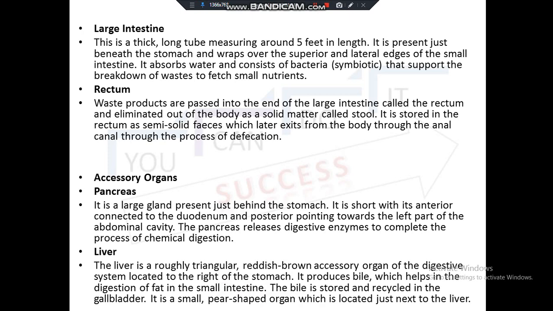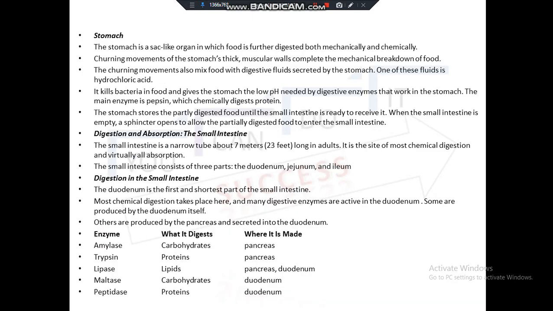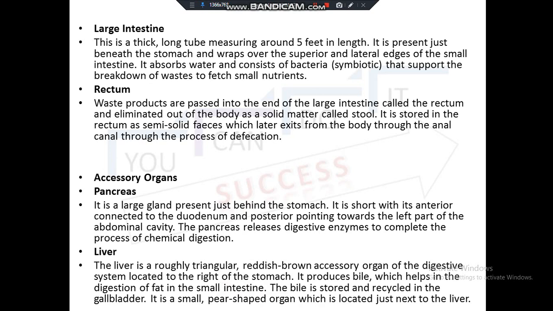Now, the accessory organs like the pancreas and liver are also very important because they release digestive enzymes. Pancreas, as I've already mentioned in the earlier slide, releases certain enzymes like amylase and trypsin, and from the liver, the bile is released, which is stored in the gallbladder, and it helps in the digestion of fat or lipids.